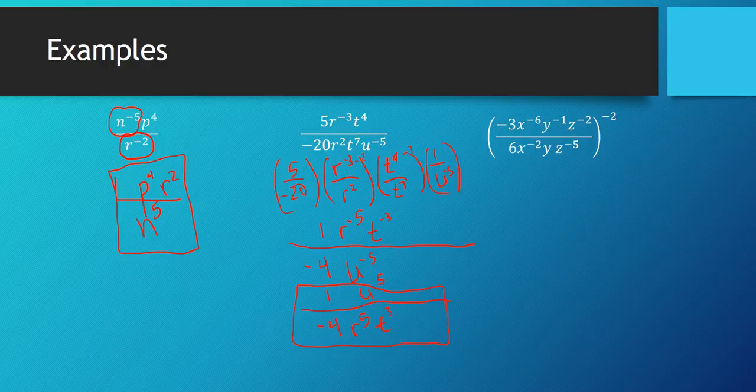Now there's about 3 different ways that you could start this problem. You could simplify inside the parentheses first, and then do this negative exponent. You could do the negative exponent first. You could flip things around so they weren't negative exponents. So there's a lot of ways you can go about doing this. I am going to simplify inside first so that I have fewer things to worry about. So I have negative 3 over 6. That's the same as negative 1/2.